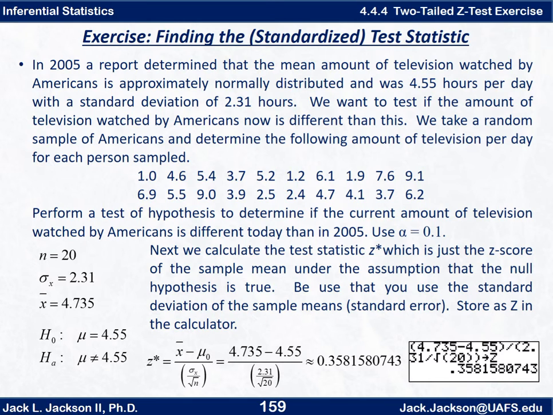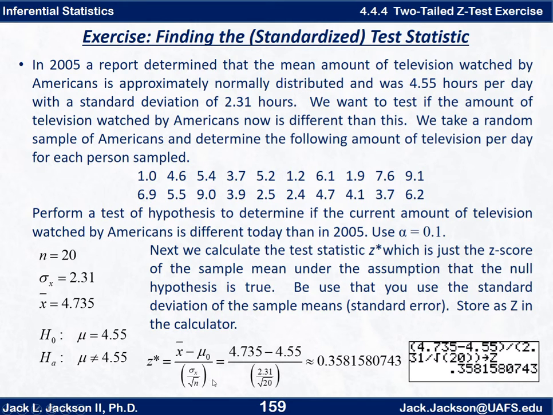Next, we compute this test statistic. Now, this is a standardized test statistic. In other words, it's a z-score. So we standardize it by taking the x bar we found, subtract the hypothesized mean, so that's x bar minus mu naught, and we divide by the standard deviation. But this is the standard deviation of the x bars.